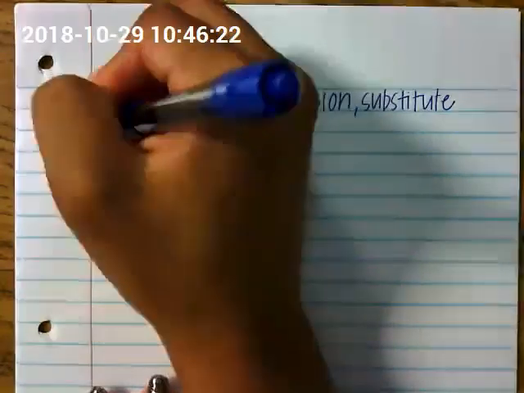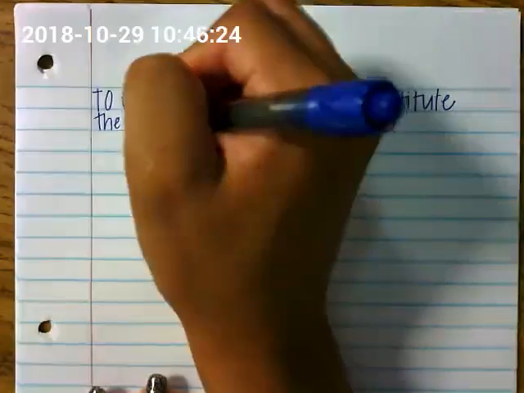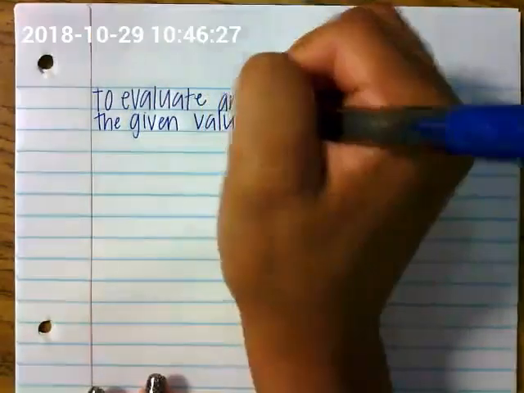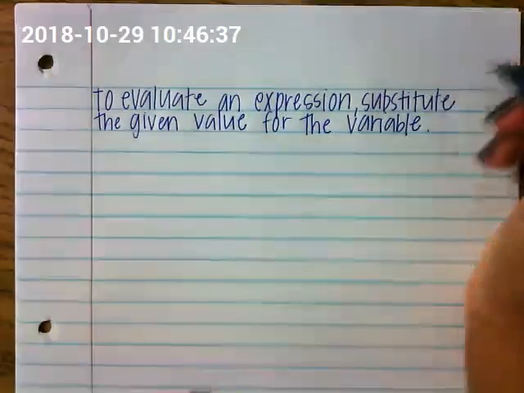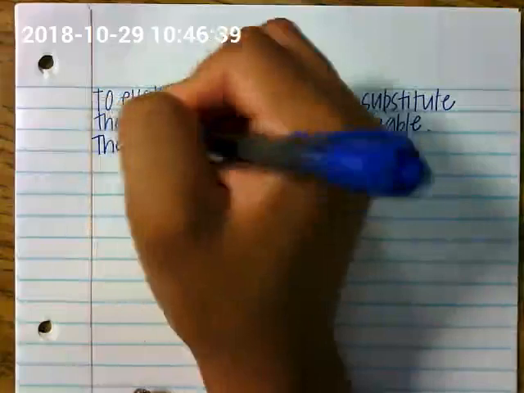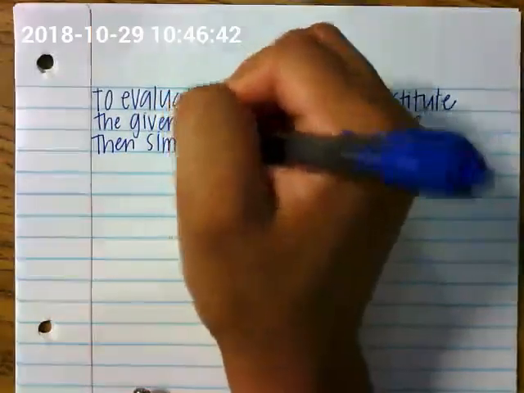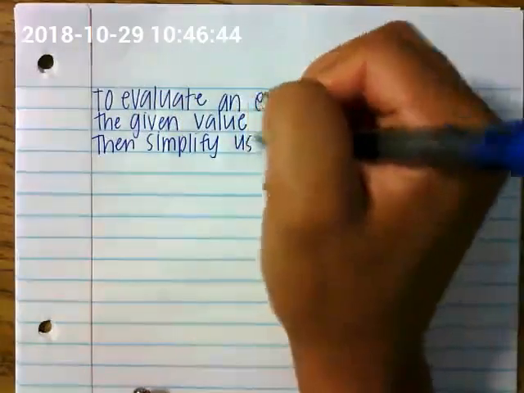To evaluate an expression, substitute the given value for the variable. Then simplify using order of operations.